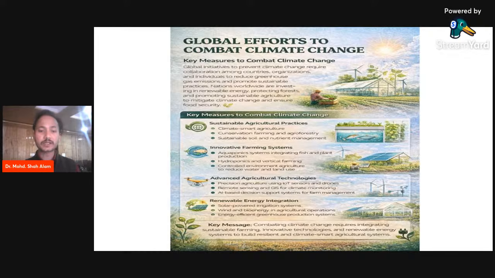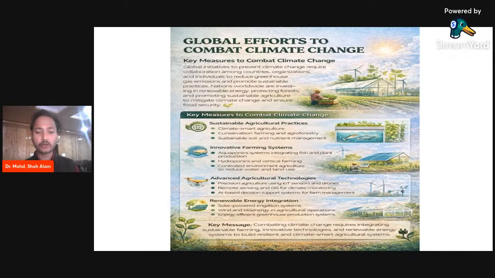Controlled environment agriculture to reduce water and land use is also beneficial, like in a polyhouse or greenhouse, where we can control the temperature, the humidity, the water use, and the fertilizer use, and also achieve a higher yield. Next, advanced agriculture technology like precision agriculture using IoT sensors and drones, GPS and GIS, and remote sensing for climate monitoring, and AI-based decision support systems for farm management, crop production, and insect and pest management. You can also use it for irrigation.